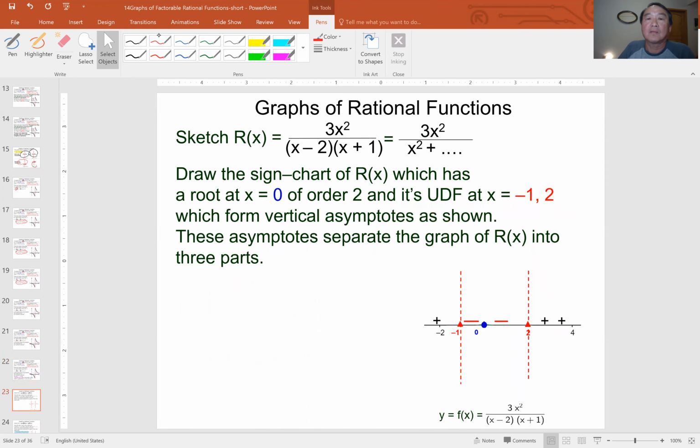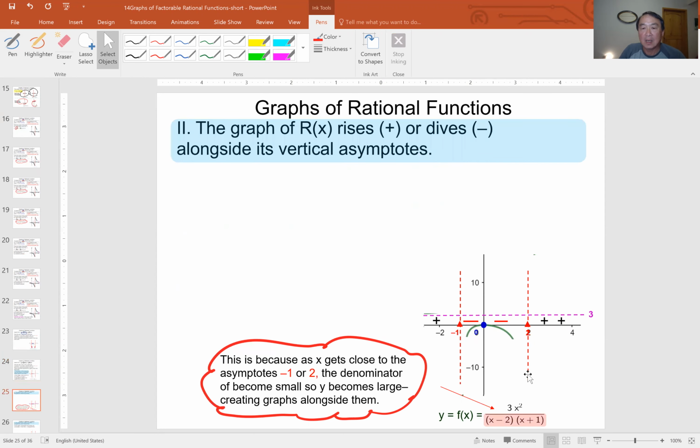Here is the graph of this function, and we have a root at 0 and two asymptotes at 2 and minus 1. In particular, at the root, the graph looks roughly like a polynomial, like a square. But along the asymptote, it must go downward because the signs are negative. Therefore, the middle piece looks like this.